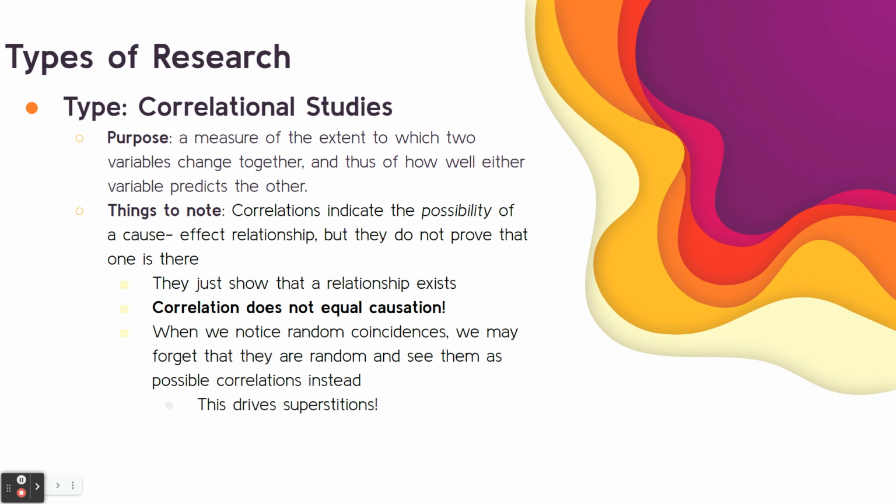The next type of study we're going to talk about are correlational studies. The purpose of a correlational study is it's a measure of the extent to which two variables change together. So how well each variable can predict the other. Please keep in mind, correlations indicate the possibility of a cause and effect relationship, but they cannot and they do not prove that one is out there. They just show that a relationship exists. Correlation does not equal causation. When we notice random coincidences, we sometimes forget that they're random and we see them as possible correlations instead. So this is actually something that can drive superstitions.